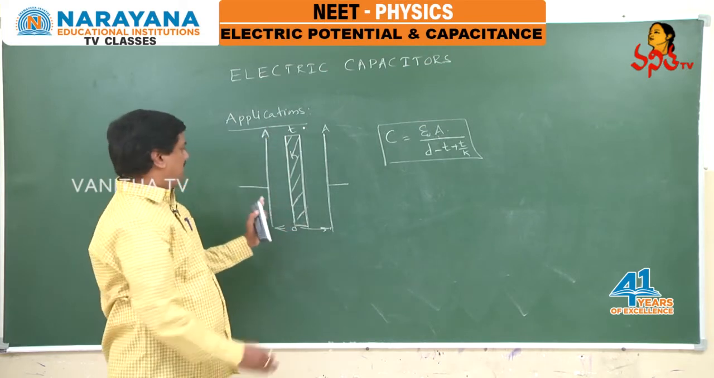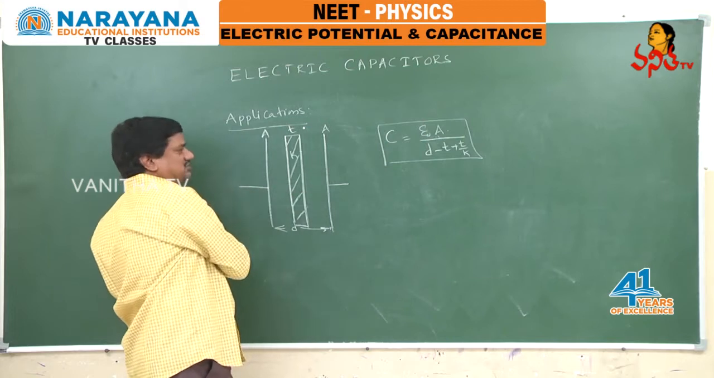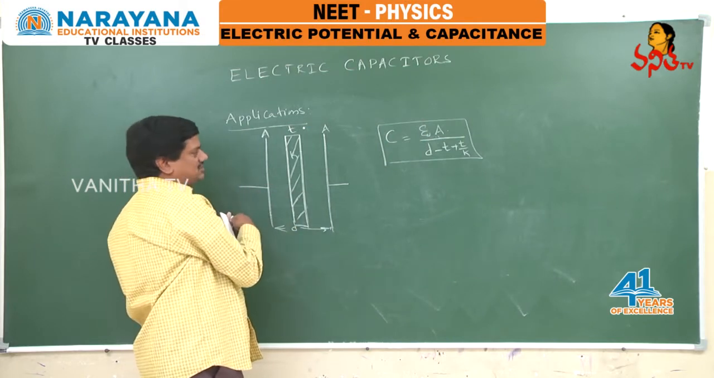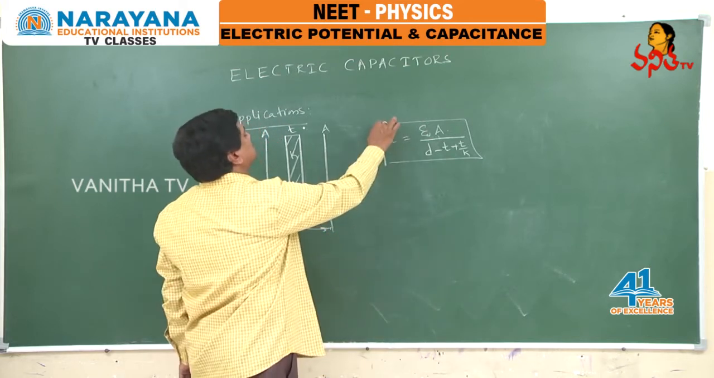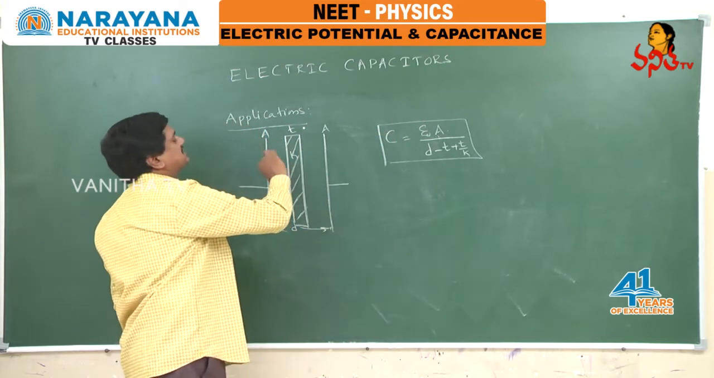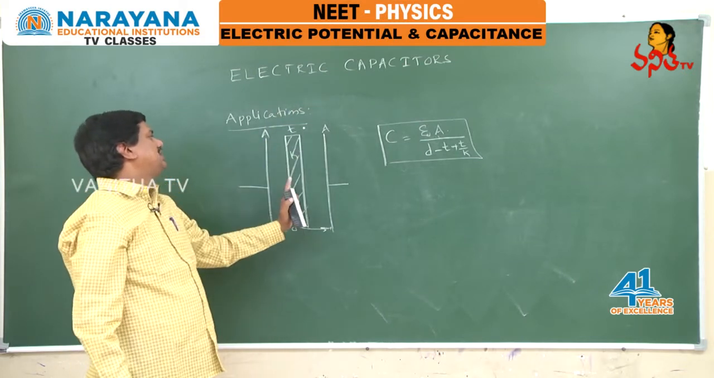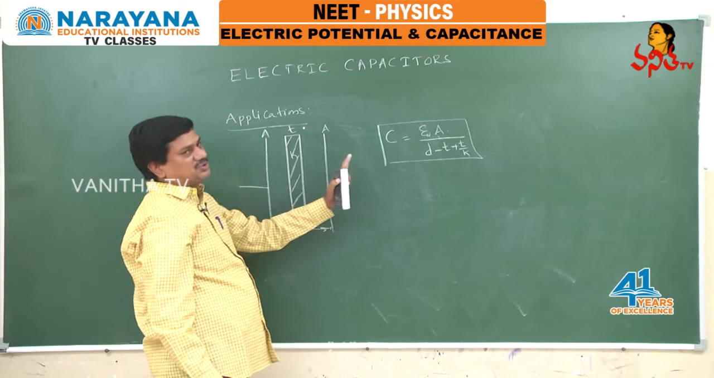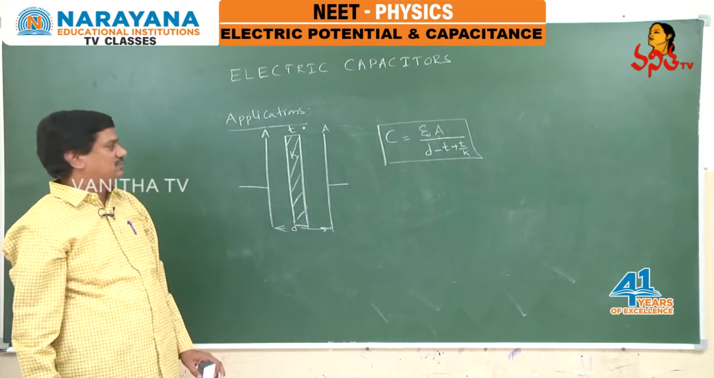That means, is it placed exactly in the middle, or is it placed in contact with the positive, or in contact with the negative? We are not bothered. So the capacitance is the same. When a dielectric is placed partially, capacitance is independent of the position. What is this formula? It is epsilon naught A by d minus t plus t by k.